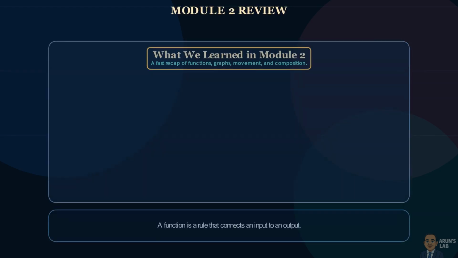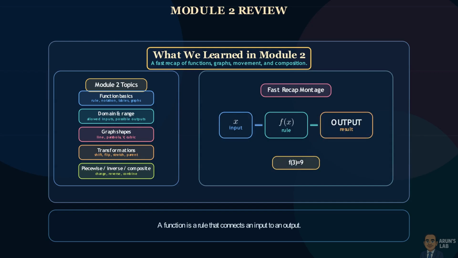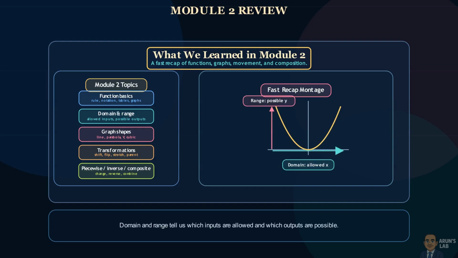Let's quickly revisit what we have learned. A function is a rule that connects an input to an output. We learned how to evaluate functions, how to use function notation, and how to organize values using tables and graphs. We explored domain and range and understood which inputs are allowed and what outputs are possible.